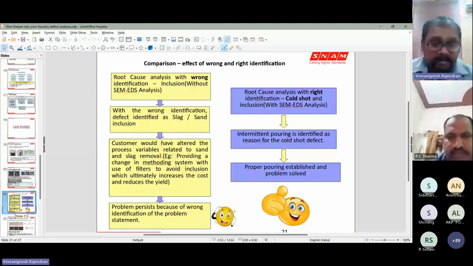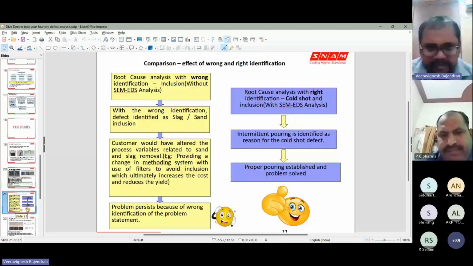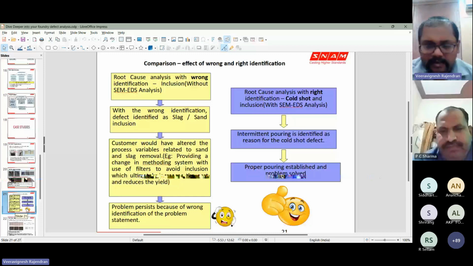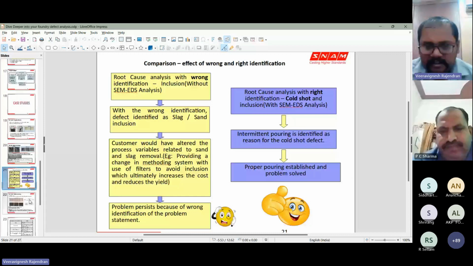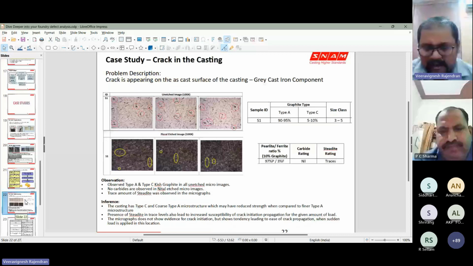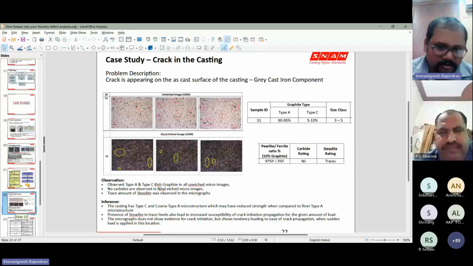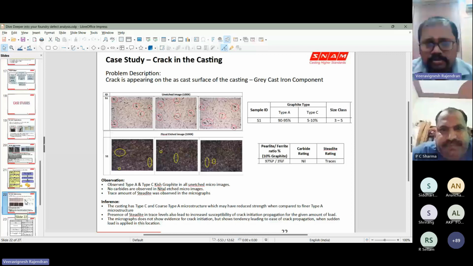Another scenario is a case study which talks of a crack in the casting. This is a grey iron component again, and the defect mentioned is that I am getting a crack in the as-cast surface. This is before machining, and there is no machining in this location. The customer has visually seen a crack, so they wanted to do a metallurgical analysis. What could be the root cause of the crack?